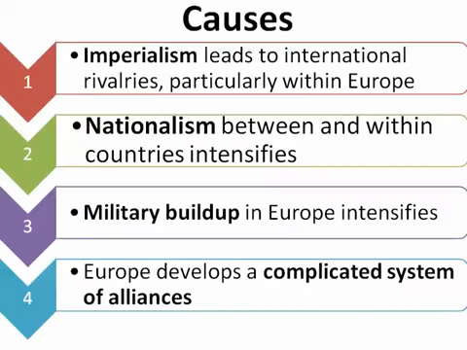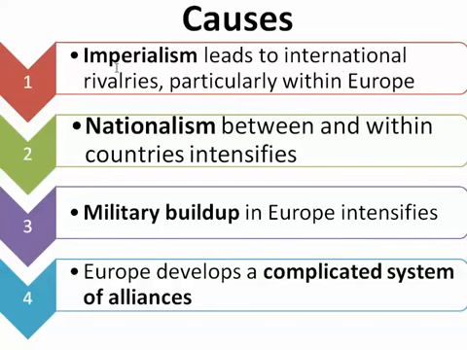What caused World War I in 1914? You learn this in world history. It's not part of our standards here in U.S. history. It is in world history. We'll review real quick to kind of remind you. Imperialism, nationalism, militarism, and this complicated system of alliances are 4 of the major causes of World War I occurring in the world. So imperialism leads to international rivalries, particularly within Europe.